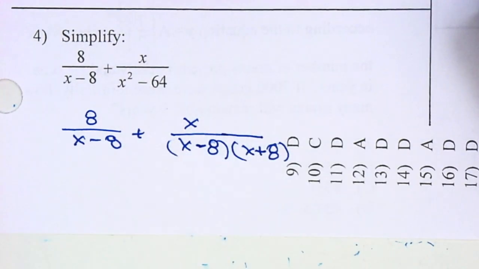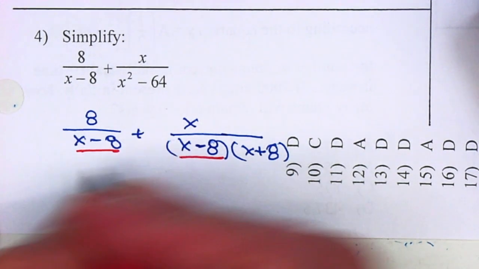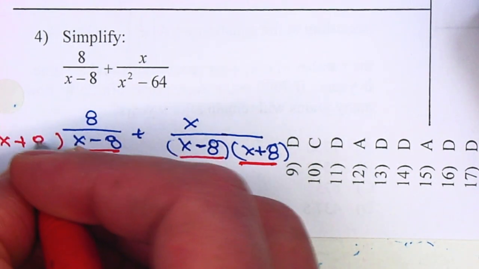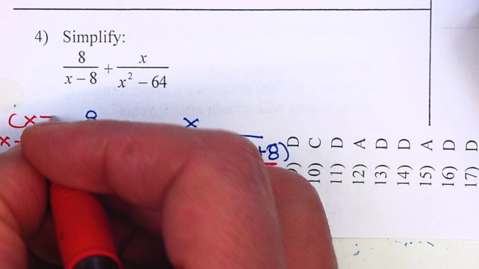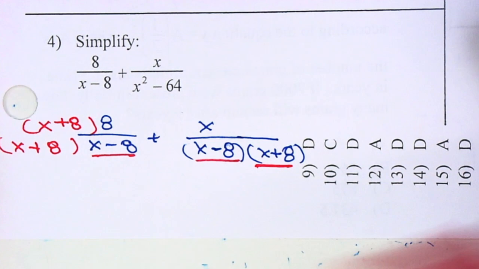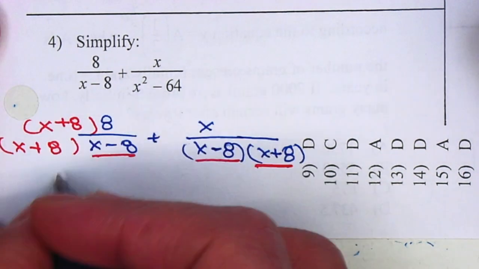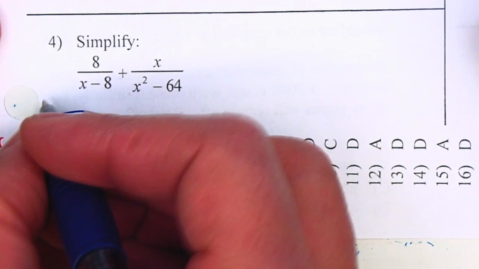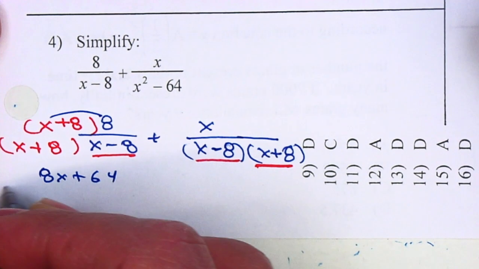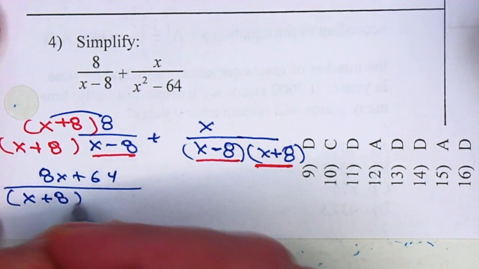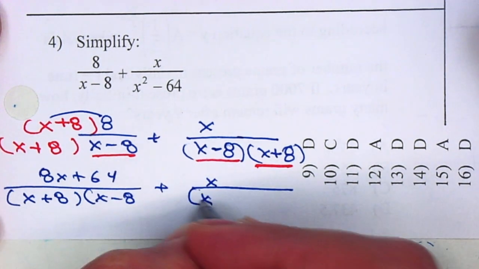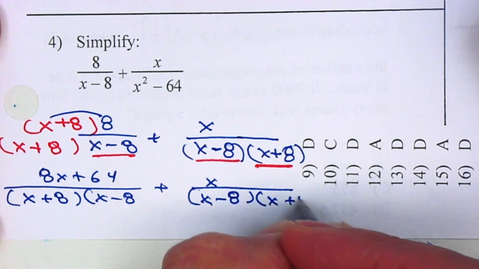I want to make the denominators the same. So I have an x minus 8 on both. I have an x plus 8 on the right. I need an x plus 8 on the left. And what I do on the denominator, I need to do to the numerator. So now I can just multiply this out. X times 8 will give me 8x. 8 times 8 gives me 64. Over x plus 8, x minus 8. Plus x over x minus 8, x plus 8.